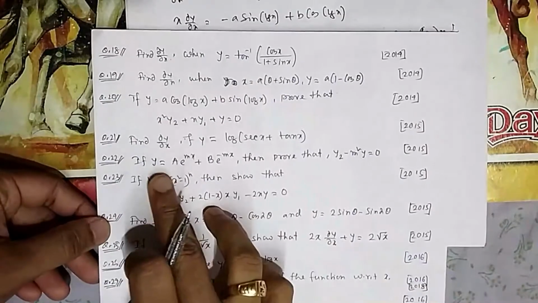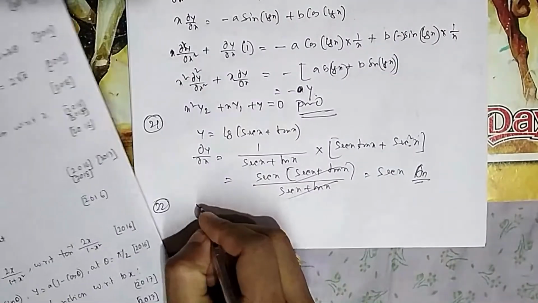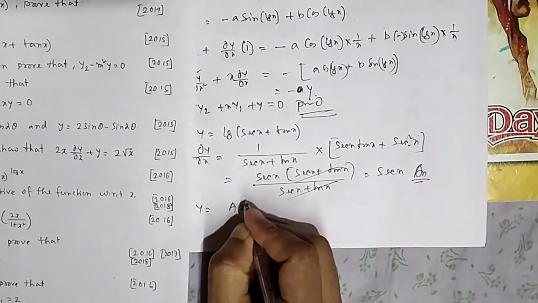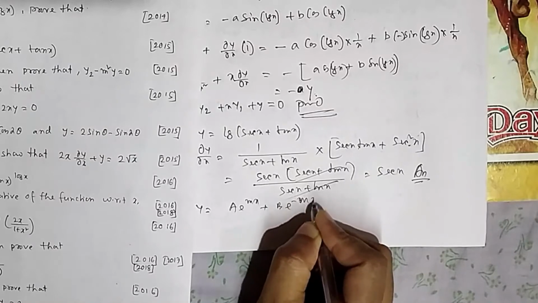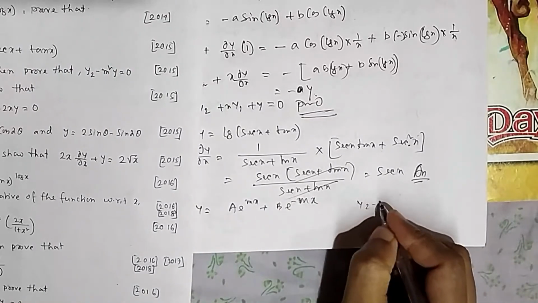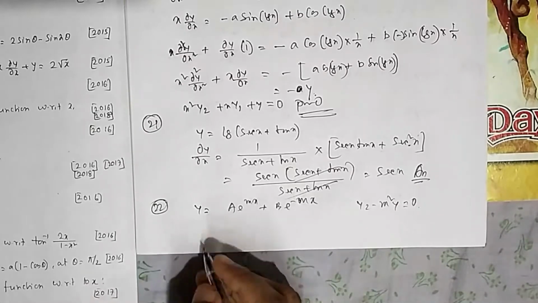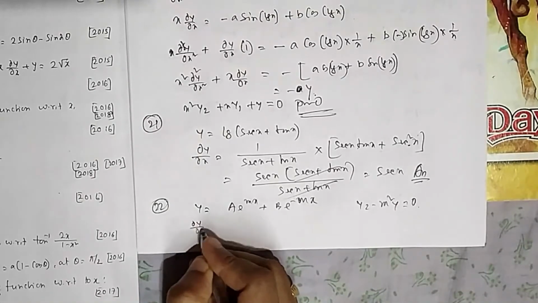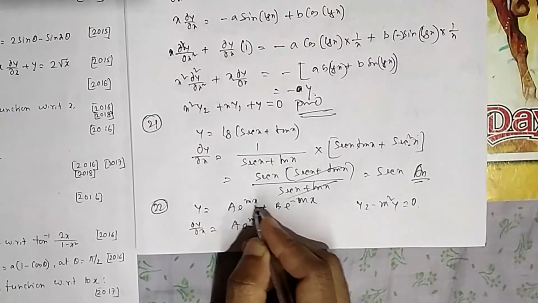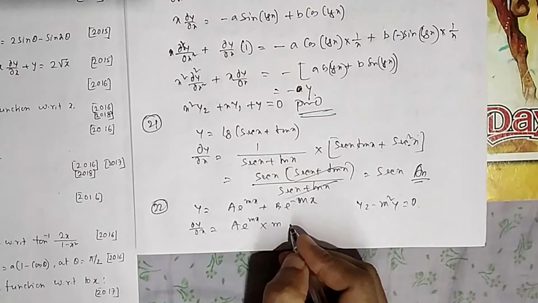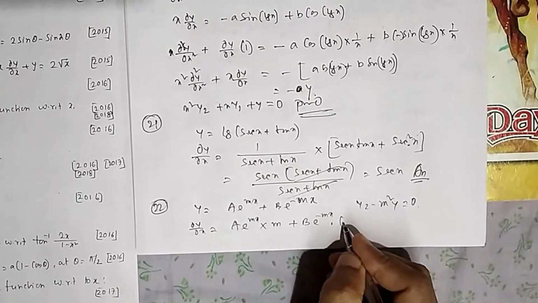Now in 22, if y is equal to this, then prove that y2 minus m square y. Okay, what is given? y is equal to a e to the power mx plus b e to the power minus mx, and you have to prove y2 minus m square y is equal to 0. So what you have to do, again you will differentiate it. dy dx is equal to a e to the power mx, again you have to differentiate mx, so m will come, and b e to the power minus mx, again you have to differentiate this one, so minus m will come.